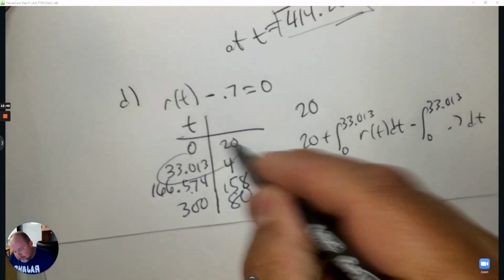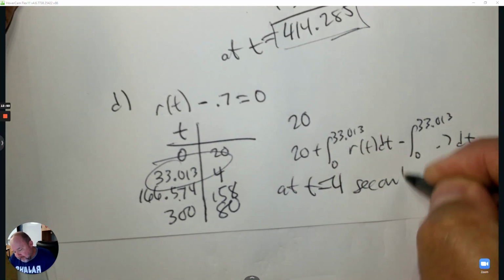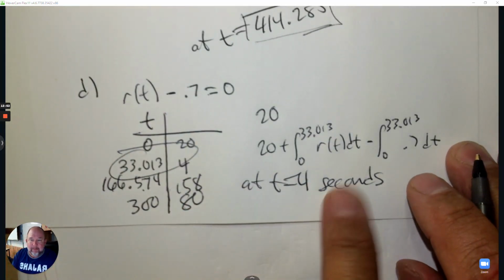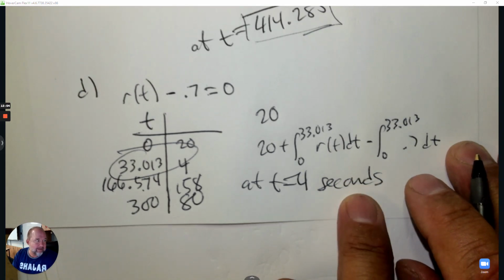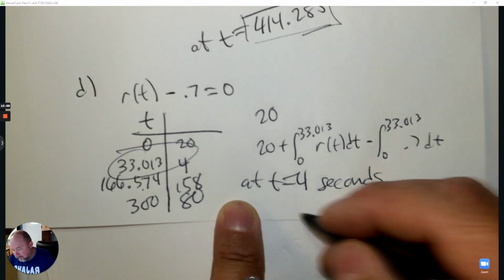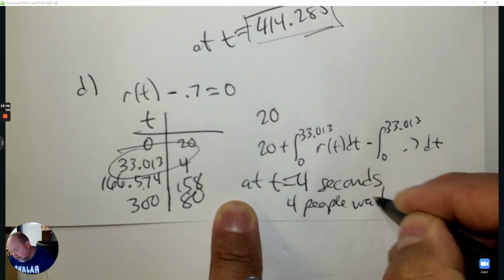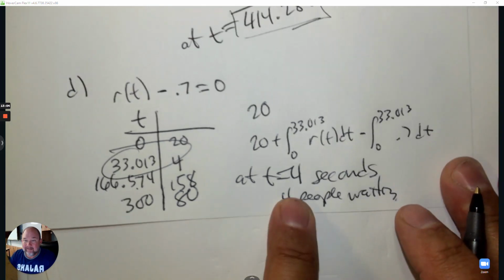And so when is there a minimum? So at t equals 33.013 seconds, there's a minimum of people waiting in line, which is 4 people, right? Which is 4 people waiting in line. And that's it. You did it.